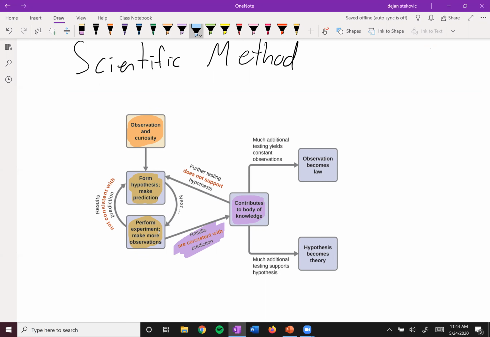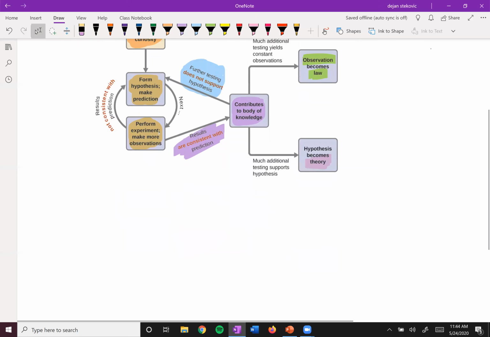Then you can do further testing. If they don't support it, say you see a plane goes up, not down, then you can alter your hypothesis. Once it's good enough and final enough, it might become a law if it's an observation, or a theory, right? So it's all about coming up with something, observing something, coming up with an answer, and then testing that and retesting it. So let's see the difference between a law and a theory.